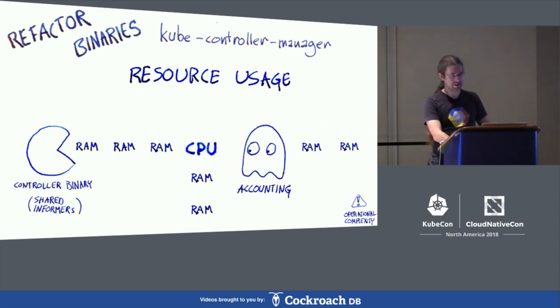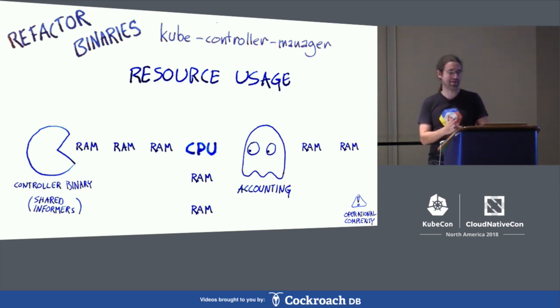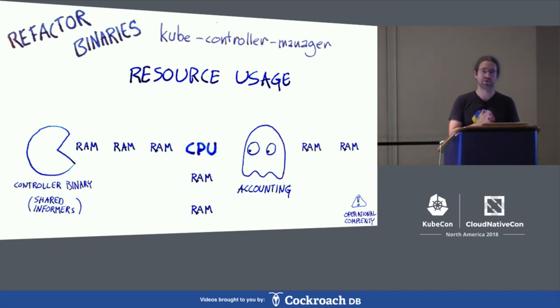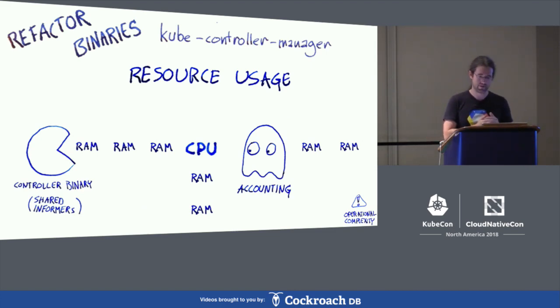So why not go even further and just run every controller in its own binary? I've heard two reasons. The one that I buy is on this slide. It's expensive. Every controller basically caches every object in the system, so it's very expensive to split them out into many separate binaries. Expensive at runtime in terms of RAM and CPU.